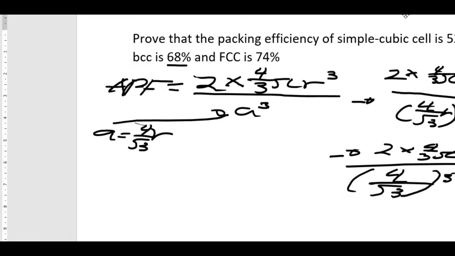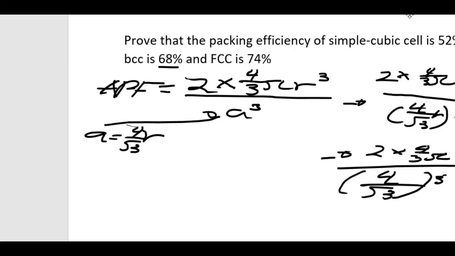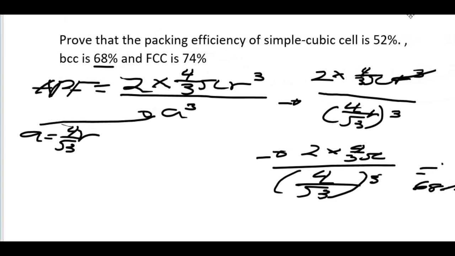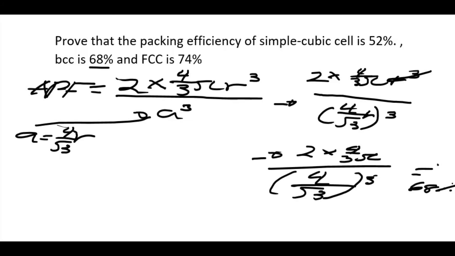So do you get it? Do you get it, guys? All right. Let's move on to FCC. Same procedure, but remember the atomic packing factor for FCC is 74%. Correct? Yeah.